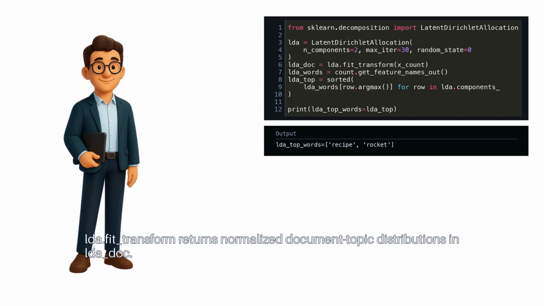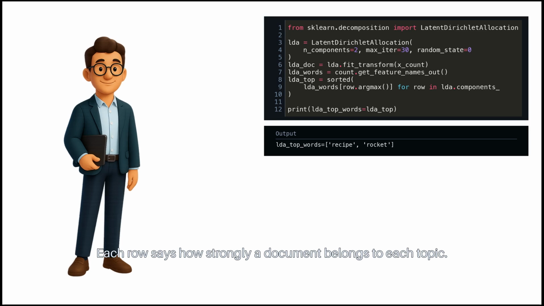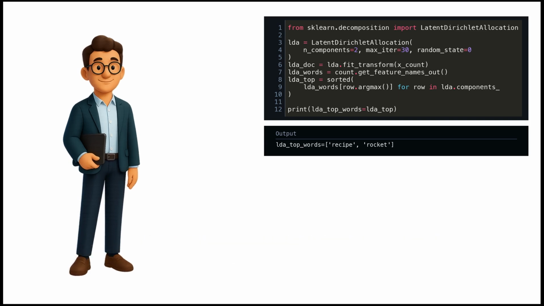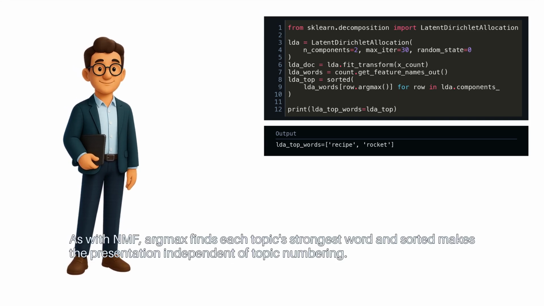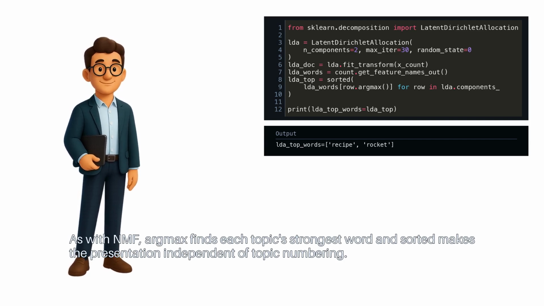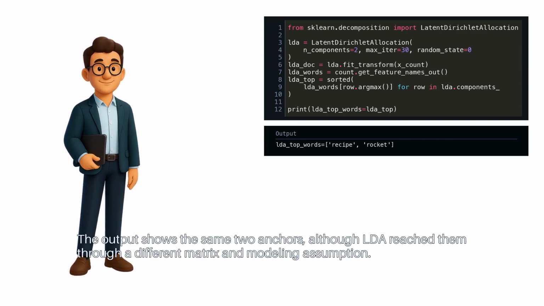lda.fit_transform returns normalized document topic distributions in lda_doc. Each row says how strongly a document belongs to each topic. lda.components_ stores topic word pseudocounts, which are weighted evidence for words inside topics. As with NMF, argmax finds each topic's strongest word, and sorted makes the presentation independent of topic numbering. The output shows the same two anchors, although LDA reached them through a different matrix and modeling assumption.